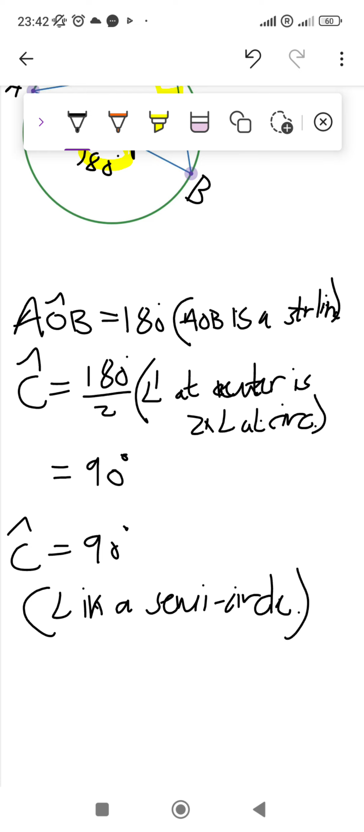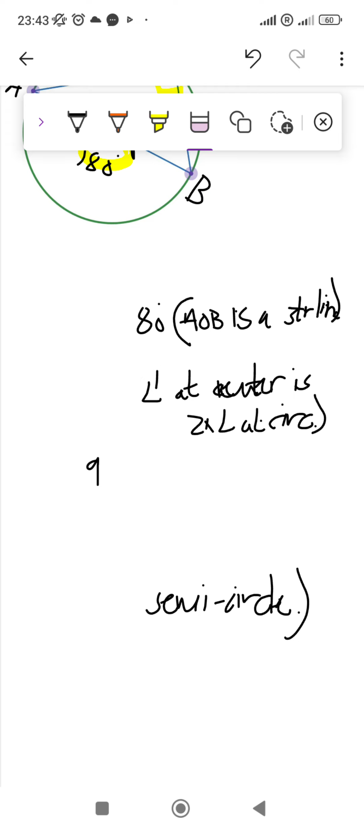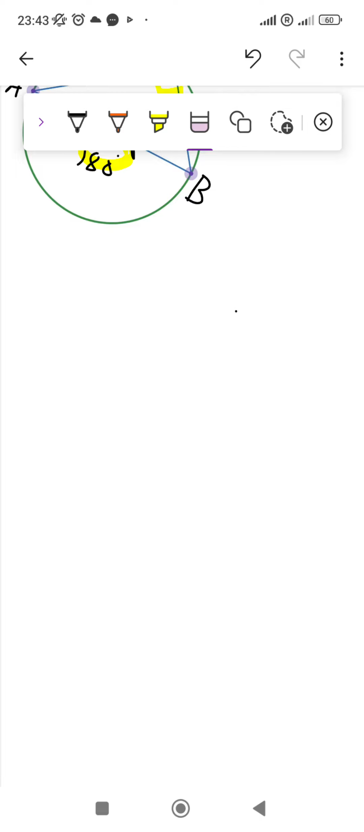Right. So if you're using theorem 3, what you write in brackets as your reason is angle in a semicircle. All right, so that's the one way we can do the proof. There is another way. I'll do that. Let's see if we can do it quickly so that this video doesn't go on for too long. All right, let's go back to our picture.